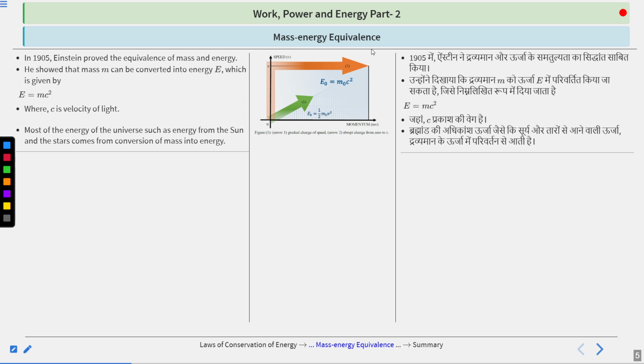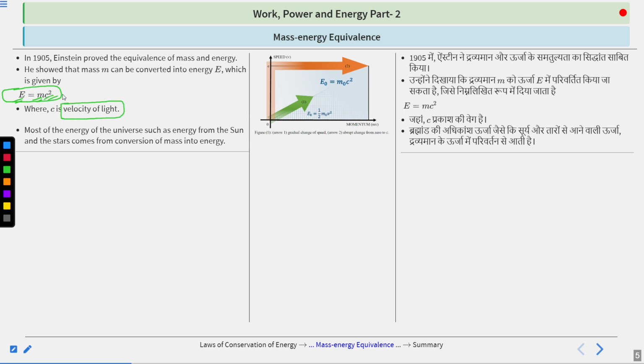Most of the energy of the universe, such as the energy from the sun and the stars, comes from the conversion of mass into energy. So basically, in 1905, he said the mass of an object could be converted into energy. And to establish this concept, he gave us E = mc², which is famously known as part of the theory of relativity. Here E represents energy, m represents mass. What about c? c is the velocity of light. Got it? That's why it is c squared.